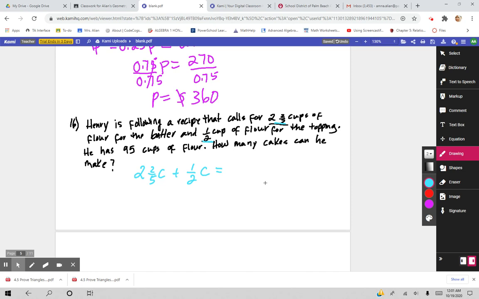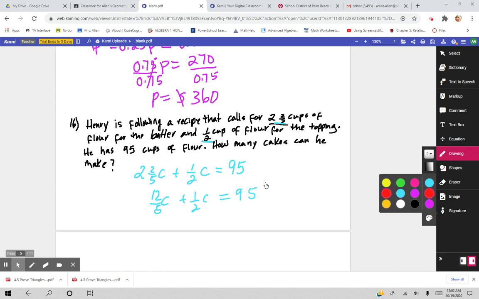But he has 95 cups. How many cakes can he make? So let's put 95 here because he has 95 cups. Once we know how much each one cake will use up, then we can divide it by 95 to get how many cakes we can make out of 95 cups. All right, let's just turn this into an improper fraction. So that's 12 over 5c plus 1/2 c equals 95.